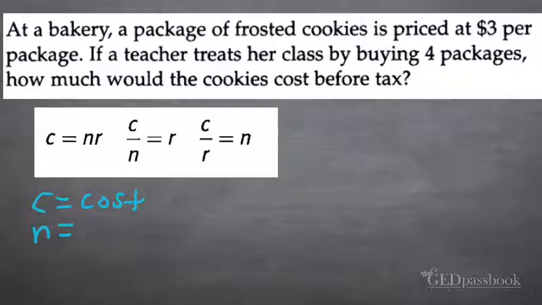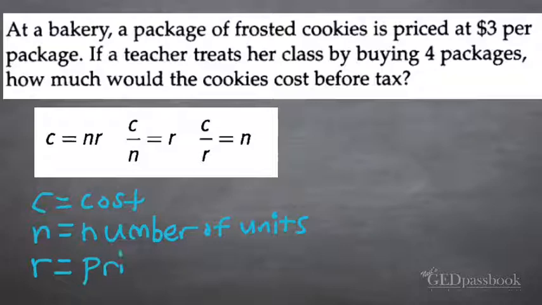Does anyone know what the N is? Number of units, and your R. This isn't distance, this is a new one. This one is price per unit.